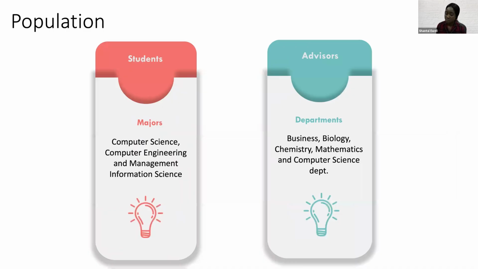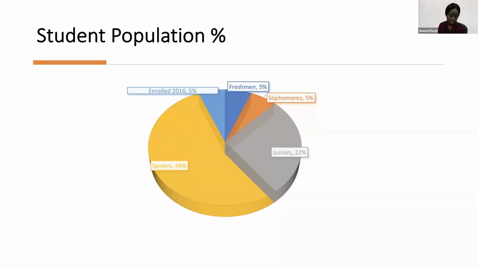Then we had students from computer science, computer engineering, and management information science. And we had advisors from business, biology, chemistry, mathematics, and computer science departments also. We see that 41% of students participating were from the senior year, 22% from junior, 5% from sophomores and freshmen, and also 5% who were enrolled in 2016.